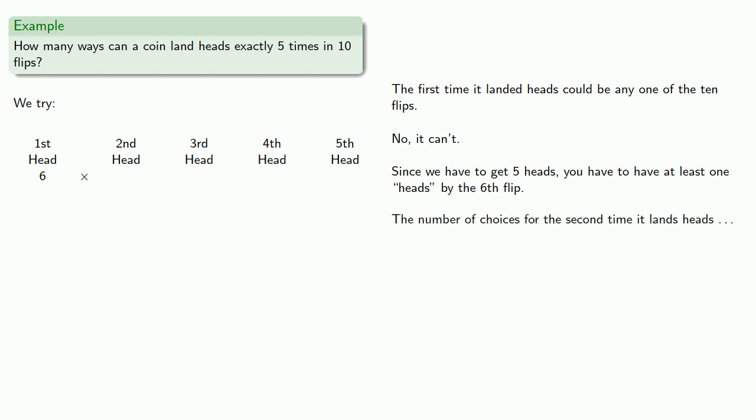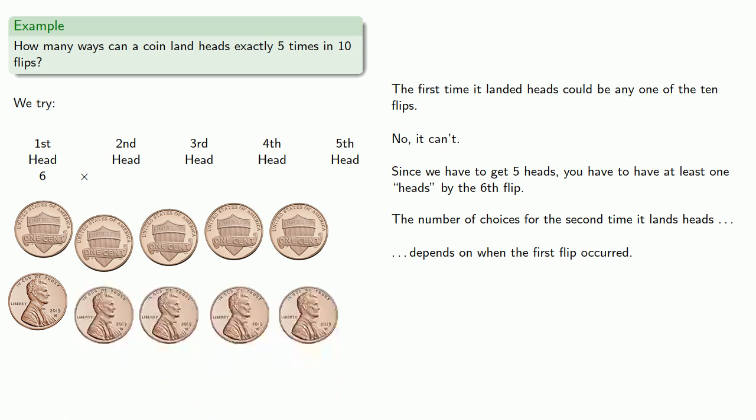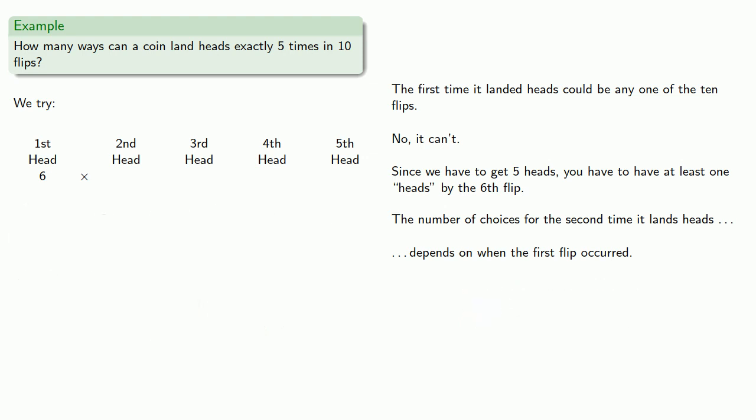How about that second heads result? Well, the number of choices for the second time it lands heads depends on when the first flip occurred. Again, since we have to get a total of 5 heads, if the first time we got heads was on the 6th flip, then all the results after that have to be heads. And so there's only one choice for when we get that second heads. On the other hand, if the first time we got a heads result was on the first flip, then the second time we got a heads result could have been on the 2nd through 7th flips. It can't occur after the 7th flip, because then we wouldn't be able to get 5 heads. And so here we have 6 possibilities for when the second heads result was obtained.